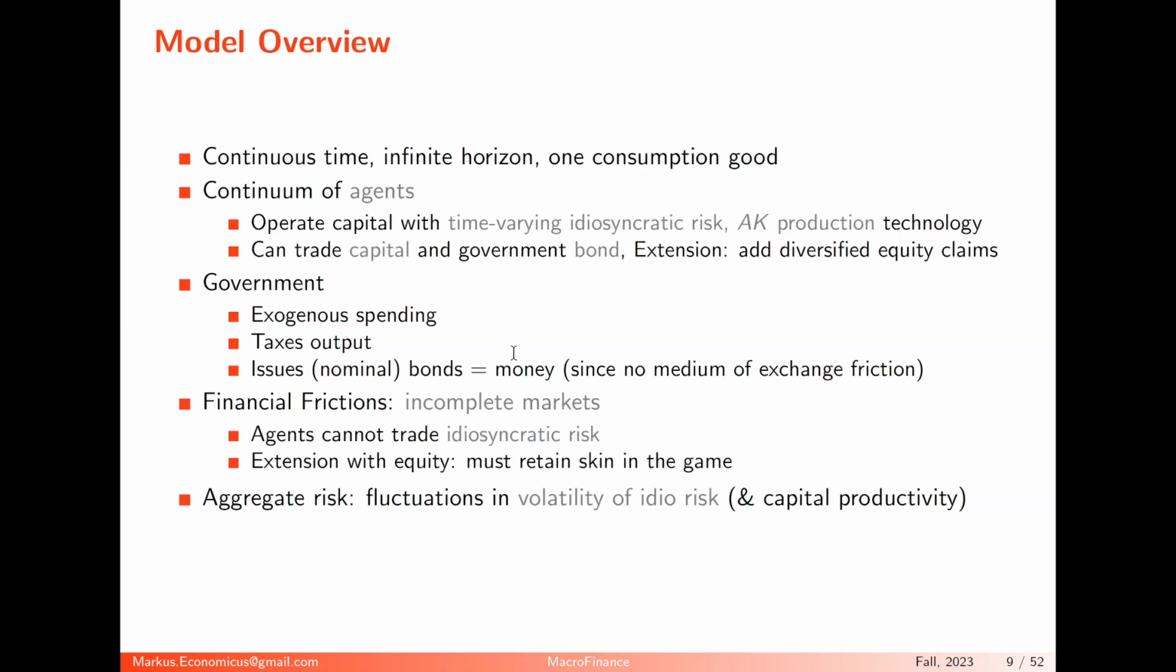Later, again, they can issue some equity. There's some skin in the game constraint we did earlier. But again, today we don't do that. So I should strike out this as well. And we have no aggregate risk today. Okay, there's no fluctuation in idiosyncratic risk. We have not time varying. It's totally deterministic. Okay.